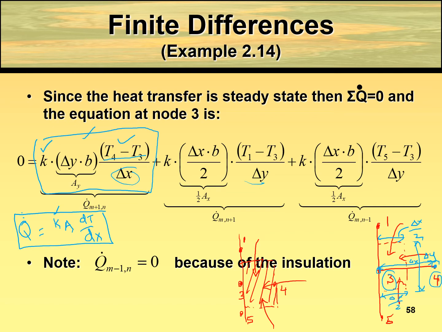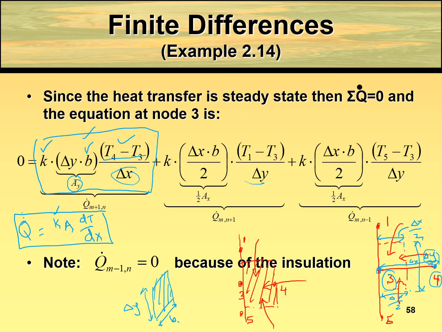Now we need to find an area. For area, you need to look at this part here, which is nothing but your delta y. And then you need to look at the thickness, because area is this area. So what is given to you is this area, delta y, and we want this area. So we assume that the thickness is of certain length, b. So we put b here. So delta y times b, right? That will give us the area in the y direction, and this is the heat transfer coming in from node 4 to node 3.